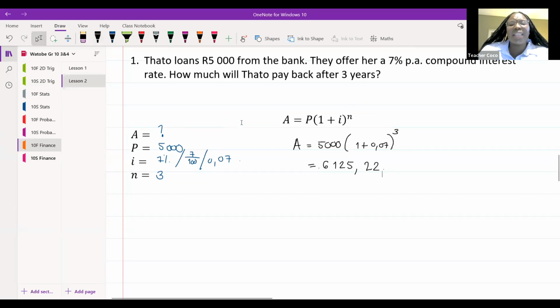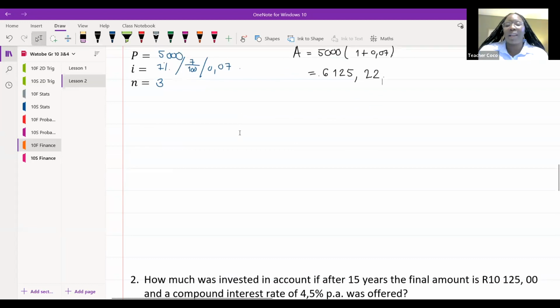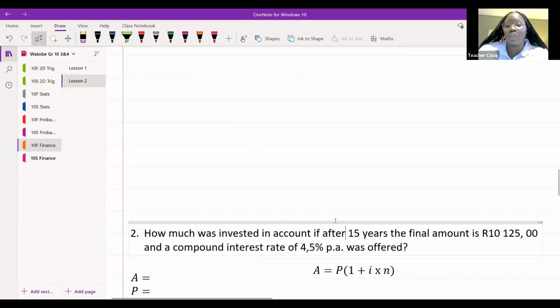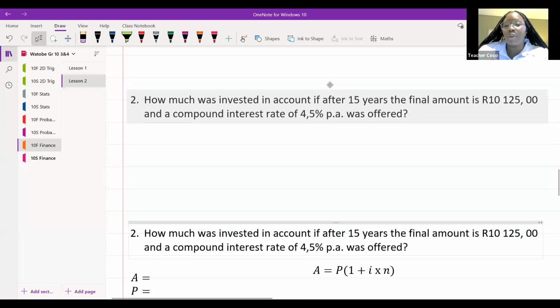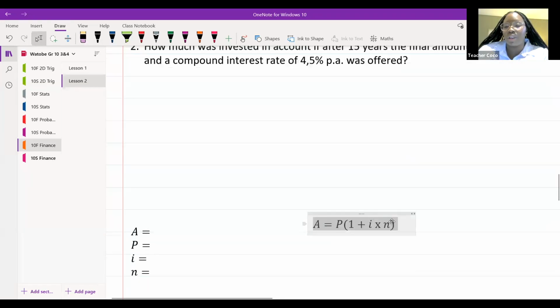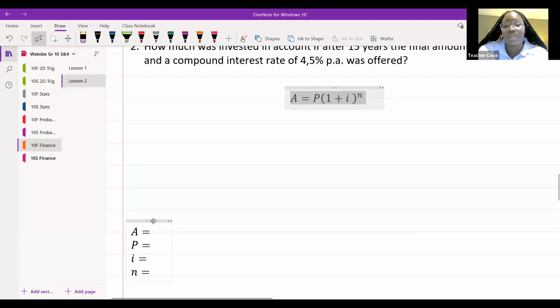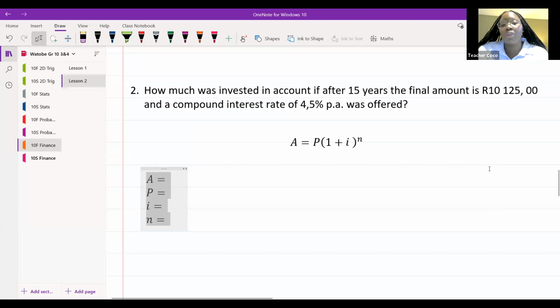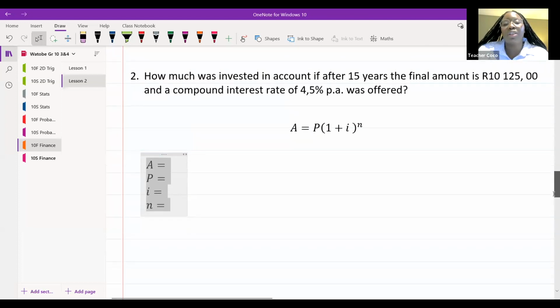Excellent work. All right, let's get our maths blood flowing. Let's go with this next question over here. It's a little bit more challenging, but I want to see if you guys can rise to the occasion. Look, now I didn't even change my formula here to the power of n. There we go. Yes, Leah, you must round off to 2 decimal places. It's money. Money only has rands and cents. So we need to make sure.